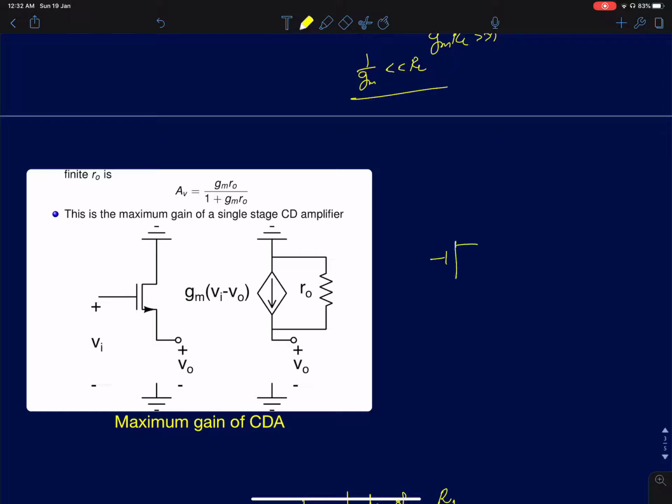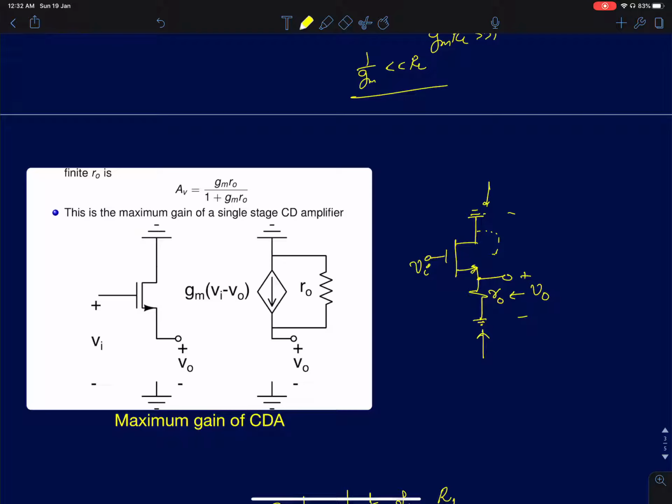So r0 actually appears between drain and source. Since drain is at ground, I can show r0 with respect to source and ground. It was actually between this, I can show it here. And your Vi is applied here and V0 is now taken across RS, because drain is the common terminal, and this ground and this are the same because drain is at AC ground. Now I can treat r0 as a load resistance RL and simply directly write the gain as gm r0 by 1 plus gm r0.